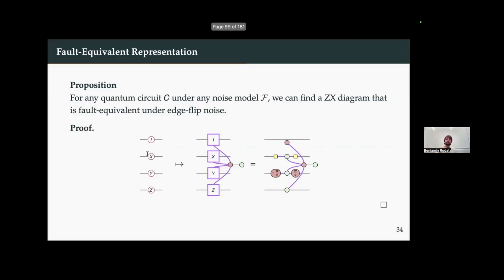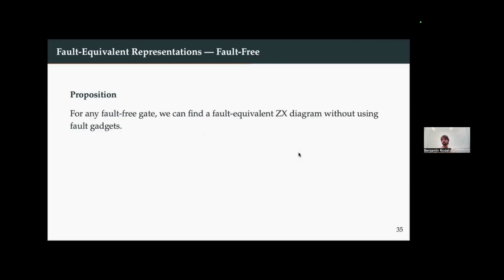And there is a general procedure for any quantum circuit under any noise model to build from that a fault equivalent ZX diagram, where we use these fault gadgets that we introduce. But especially for circuit synthesis purposes, these can sometimes be tedious to reason about. They're very useful in some contexts, but for the synthesis process, they can be rather tedious to work with. So what we also did is we tried to identify certain circuits under certain idealizations that are more naturally fault equivalent to a ZX diagram where we don't have to use fault gadgets.